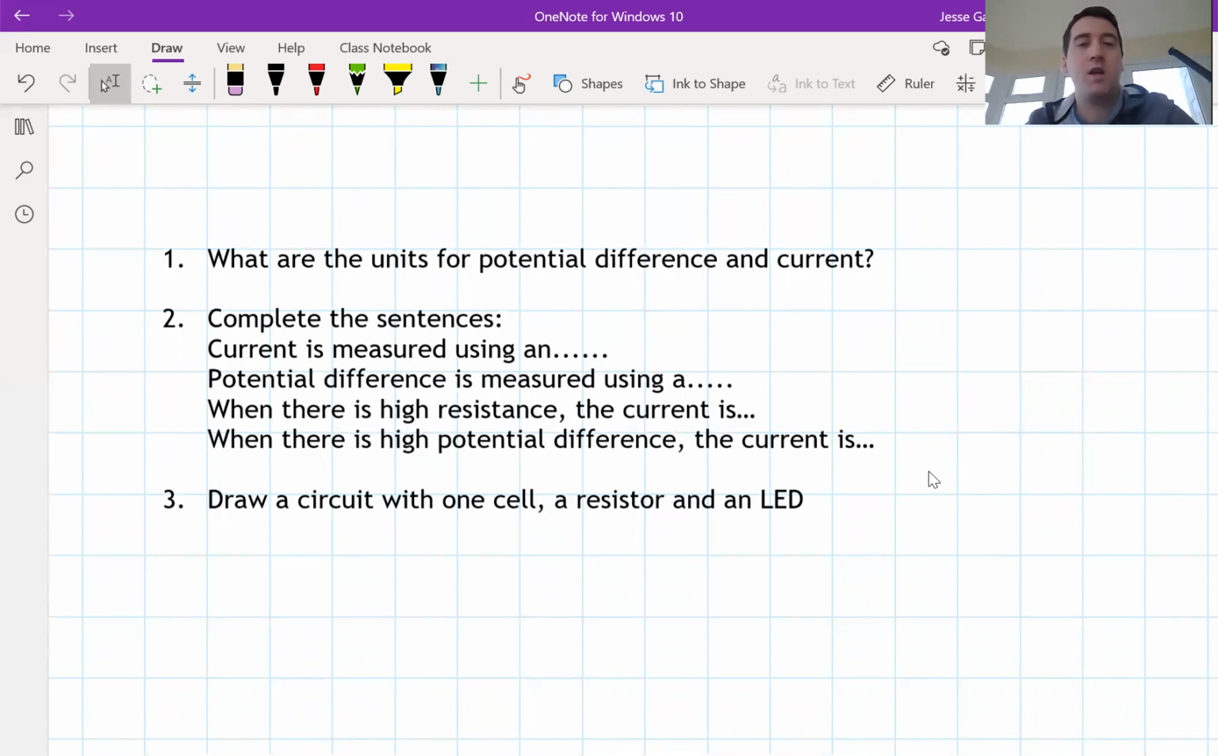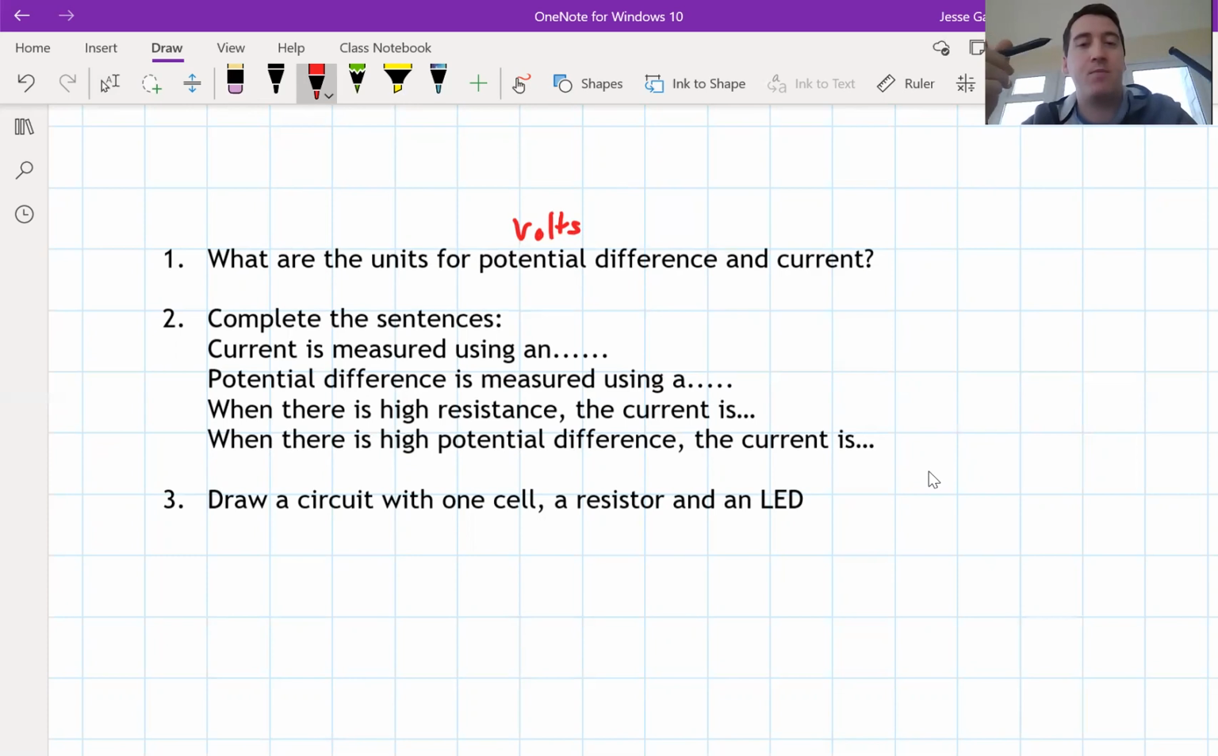All right, what are the units for potential difference and current? So what we should have said here is for potential difference, the units are volts. Well done. If you wrote volts, you should have your red pen for correcting that. That's a key thing, that we don't just do the questions and then fast forward and skip. We have to correct our answers because there's a lot of learning in correcting answers.